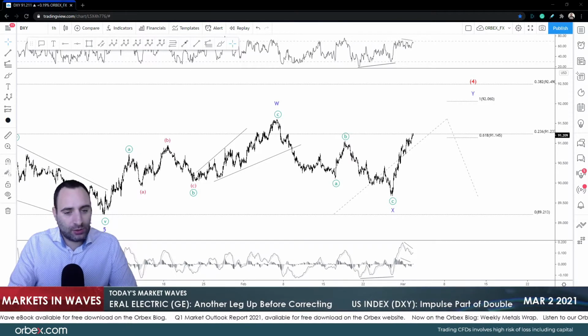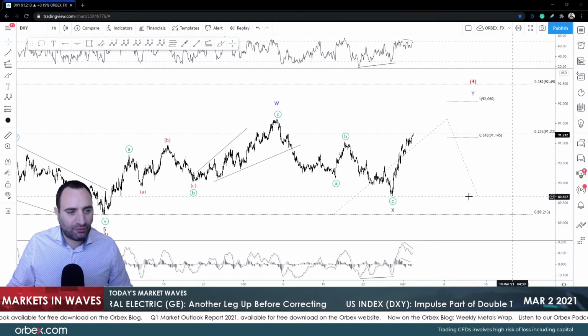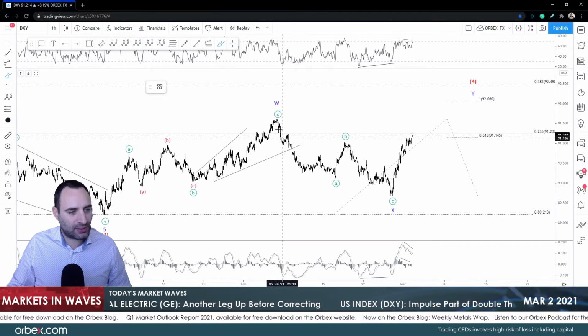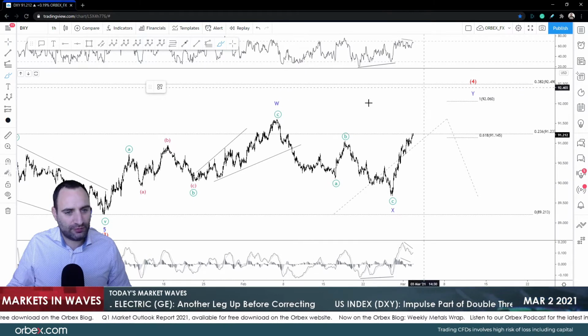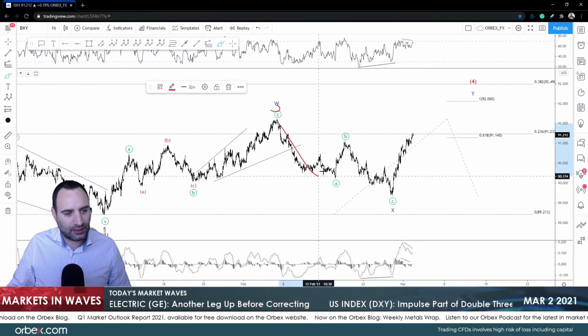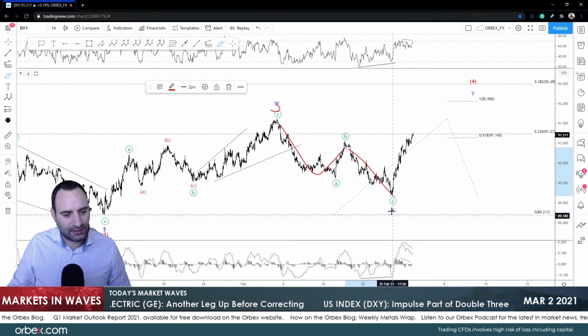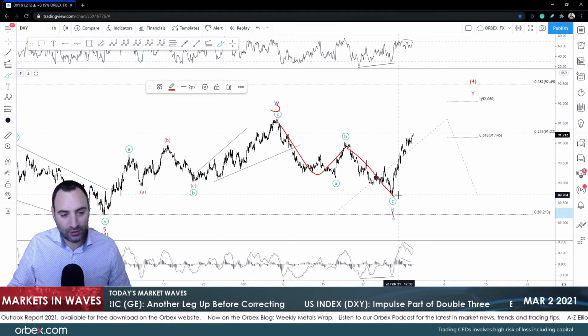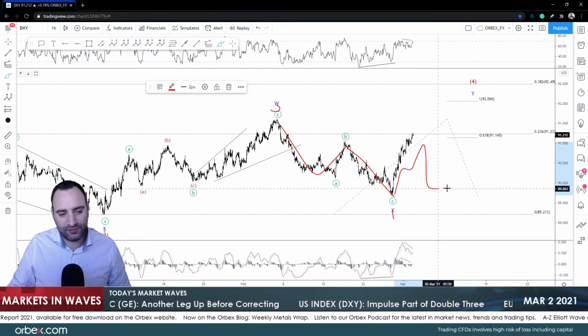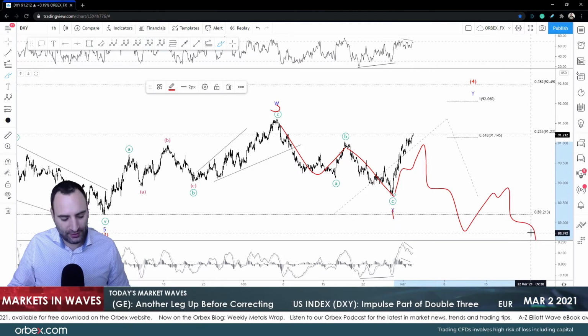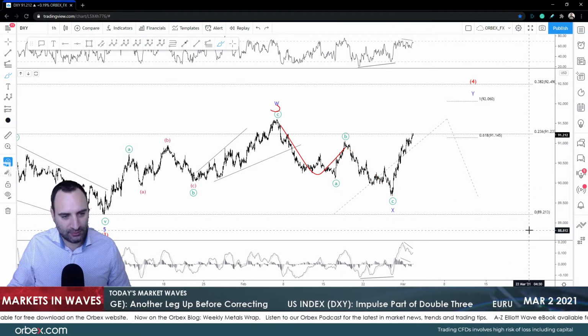So on the US index, to be honest, I was expecting this to be the end of wave 4 down here. And I was looking at this as an ABC. It was supposed to be the first wave of an ending diagonal. I was expecting wave 2, then 3, 4, and 5, right? For wave 5 in the intermediate degree.